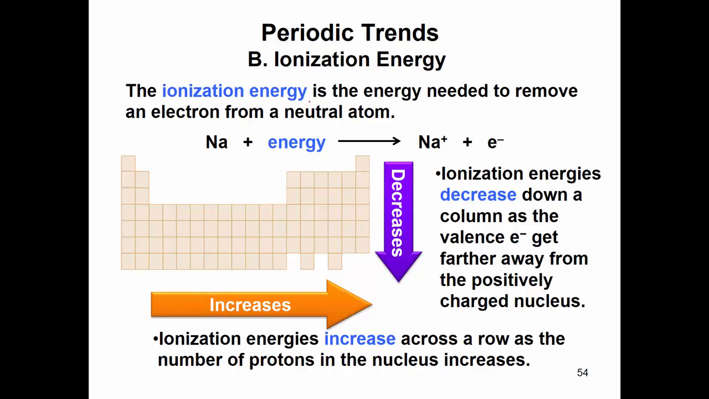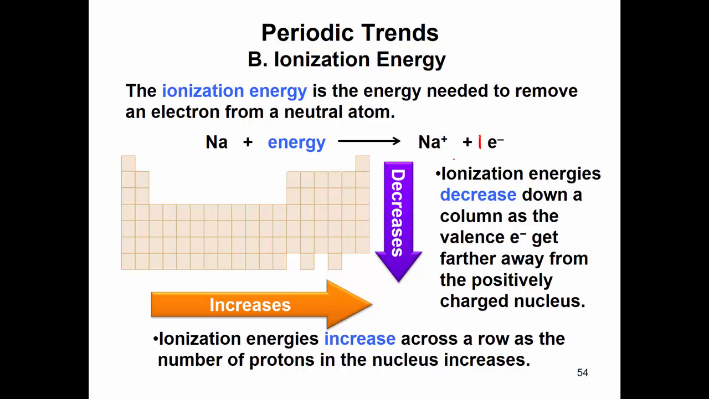But ionization energy is the energy needed to remove an electron from a neutral atom. So here's sodium, it's a metal, and you'll learn later that metals easily give up electrons. Sodium is in group 1, and that means it has one valence electron, and so it easily will lose an electron. The energy needed to do this is going to be pretty low for sodium because it's a metal.